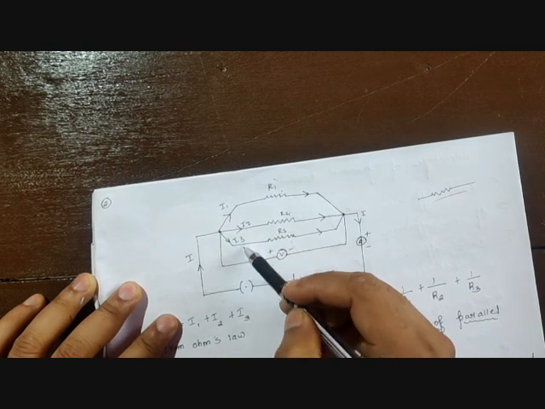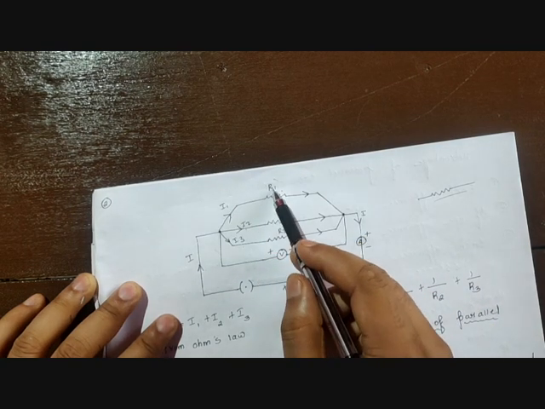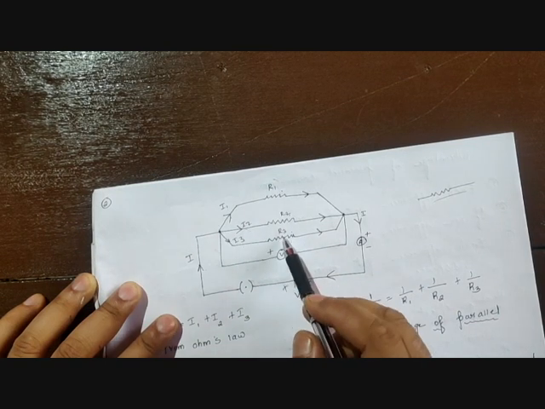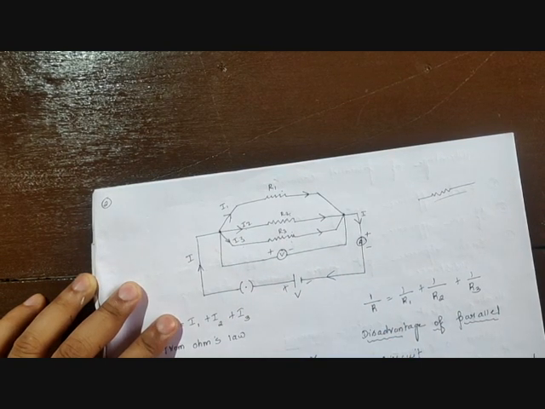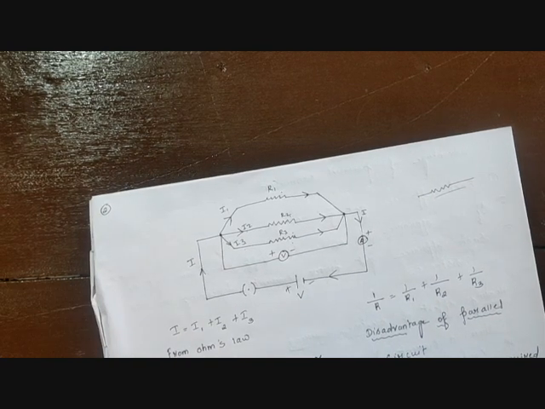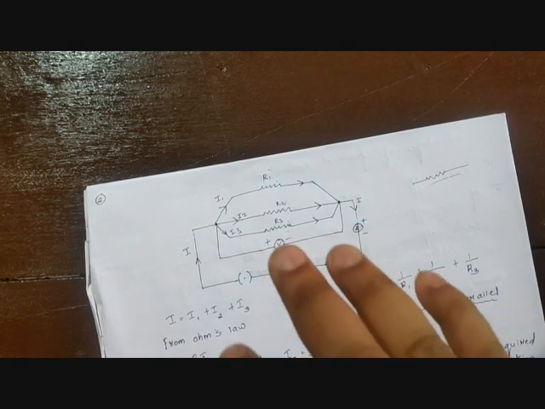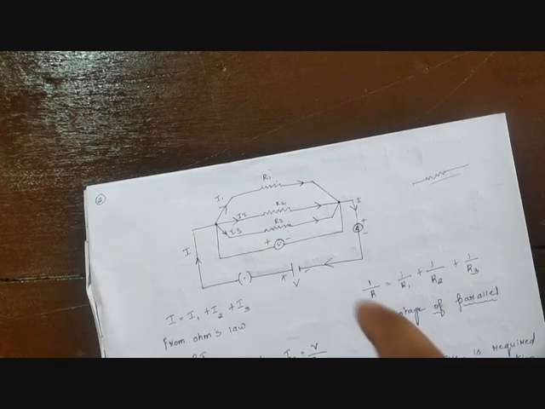Now see, I1, I2, I3. R1 has current I1, R2 has current I2, R3 has current I3. Now student, what you learned in series connection is that the same current will flow everywhere, the same value of current. But in parallel connection, the current value will be different. But in parallel connection, the voltage value will be the same everywhere. Note this point, the voltage value will be the same everywhere.